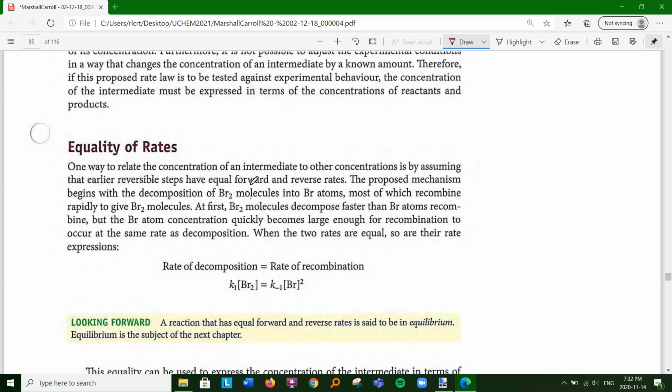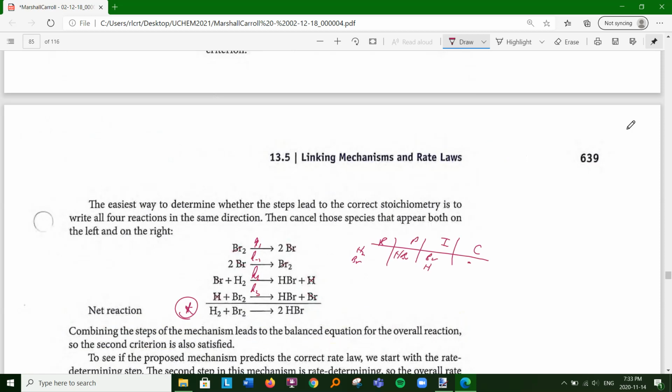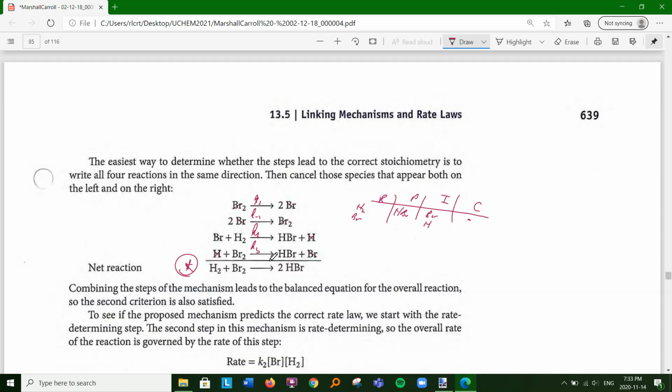So let me just rewrite what we have here. Rate is K2 times Br times H2. Okay, and now we've made this equality between Br2 and Br squared. So K1 times Br2, going forward, is K minus 1 times Br squared, right? If we go back up here and look at the rate for the first step, it's K1 times Br2, and then the step going the other way, it's K minus 1 times Br squared.